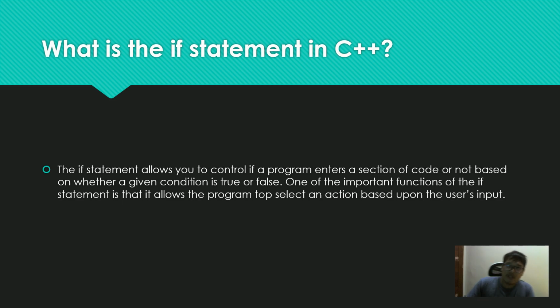So the next is, what is the if statement in C++? If statements allow you to control whether a program enters a section of code or not, based on whether a given condition is true or false. One of the important functions of the if statement is that it allows the program to select an action based upon the user's input.